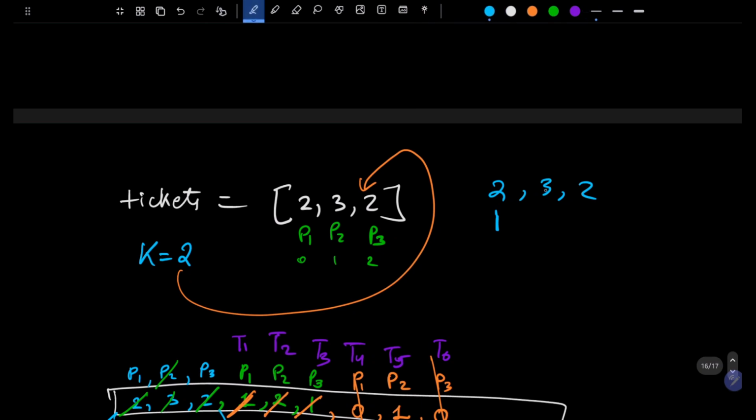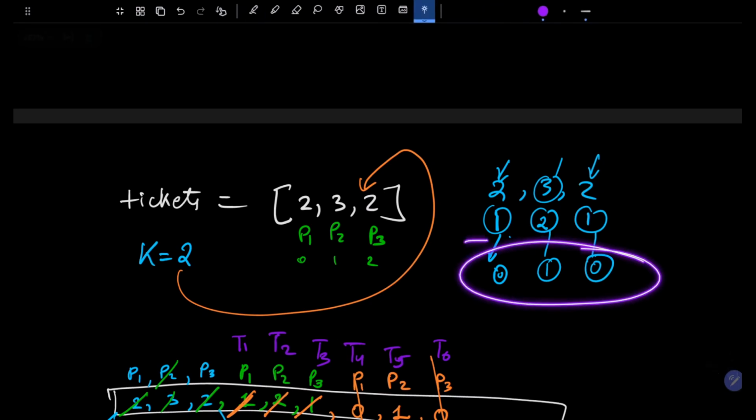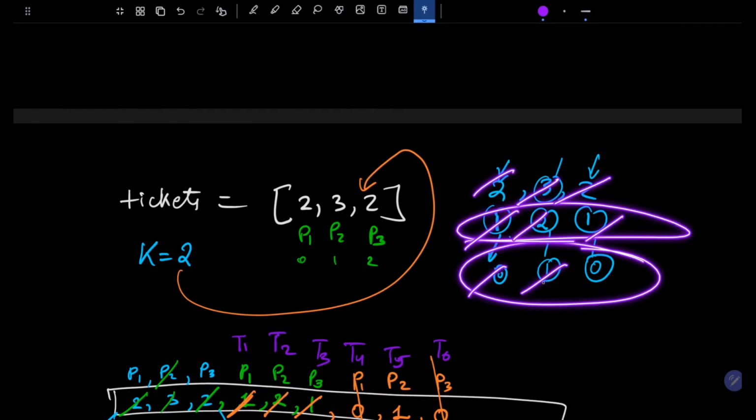So I'll say, okay, this person buys one ticket, reduce its size. This person buys one ticket, reduce its size. This person buys one ticket, reduce its size. Okay, so this time its size becomes this. Again, this person buys one ticket, reduce the size. If you see, we are just iterating and doing the same, reducing one from here, one from here, one from here.